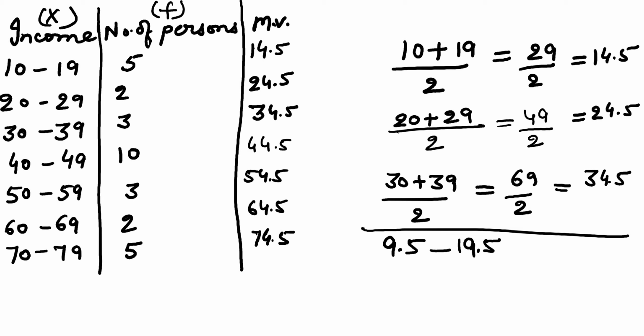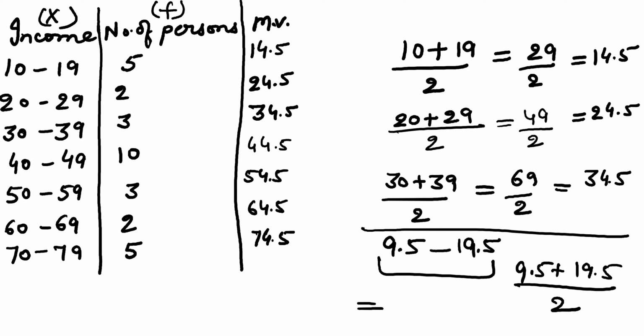We are not converting this series into an exclusive series because there will be no effect on the mid value. So there is no need to change the series, otherwise we would have had to. If we calculate the mid value for this particular class interval, we will get the same mid value. Like if you add 9.5 plus 19.5 divided by 2, it results in 29 divided by 2 and you will get the same number, 14.5.